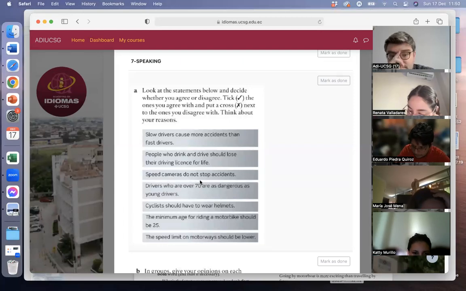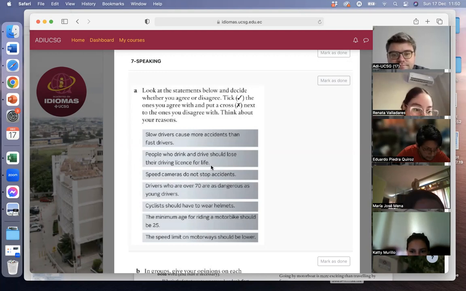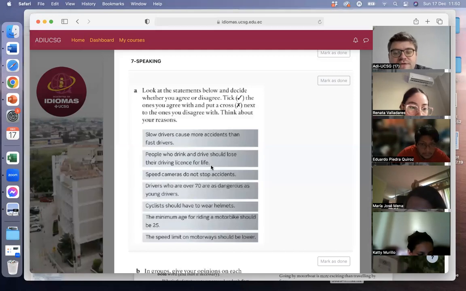Speed cameras don't stop accidents. Drivers who are over 17 are dangerous young drivers. Cyclists should have to wear helmets. And the minimum age for riding a motorbike should be 25. The speed limit on motorways should be lower. Okay, very good. So these are the statements.